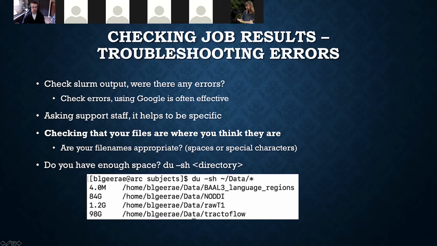And the last thing that I have to mention here in the troubleshooting section is, if you're working in your home directory, like we've been talking about today, you have 500 gigabytes of space. And if you run out of space, if you're over that limit when you're doing processing, your job will just get canceled with an error.